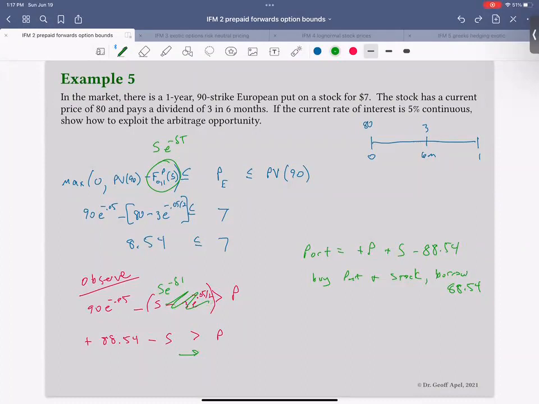Yeah, and that's per put for sure. Yeah, good. Okay. Oh, good. Yeah, excellent. Yeah, great question. Thanks. Didn't even think about that, but good one.